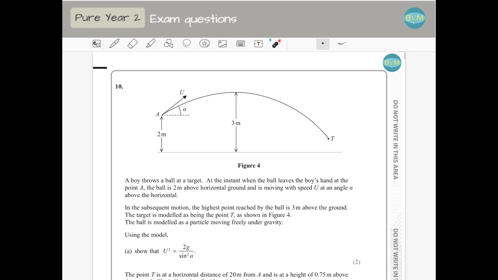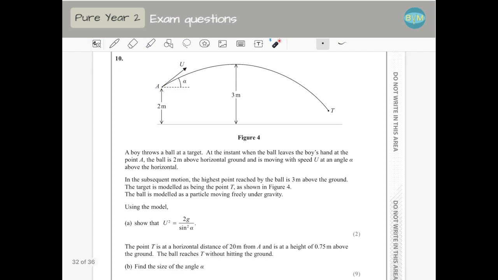Hello, this is question 10 on your Mechanics and Statistics paper 2018 from Edexcel. You have a projectile. A boy throws a ball at a target. At the instant when the ball leaves the boy's hand at point A, the ball is 2 meters above the ground and is moving with speed u at an angle theta with the horizontal. In the subsequent motion, the highest point reached by the ball is 3 meters above the ground, and the target is modeled as being the point T, shown in figure 4.